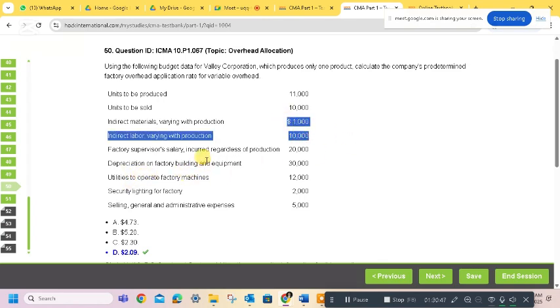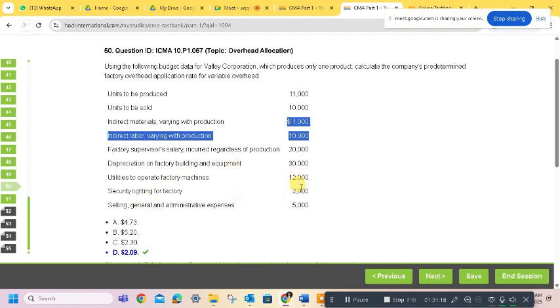Factory supervisor's salary incurred regardless of production. That's fixed. Because they say regardless of production, don't take that. Depreciation of factory building and equipment, that's also fixed. Whatever the number of units you have, you are going to have depreciation. Utilities to operate factory machines, variable. For example, electricity cost for the machine running. If more units are manufactured, machine runs for more time and more cost. So that is variable. This 12,000 is variable.